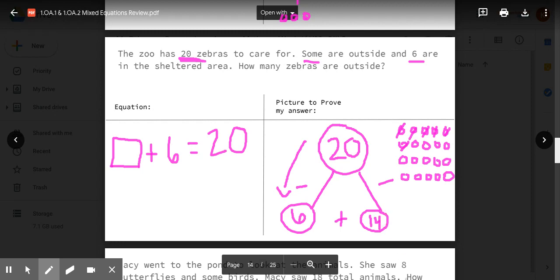And that number goes there. 20 minus 6 equals 14. 20 minus 14 equals 6. And 6 plus 14 equals 20. So now I have my missing part. 14 are outside and 6 are in the sheltered area, which makes 20 zebras total for the zoo to care for. All right, let's move along.